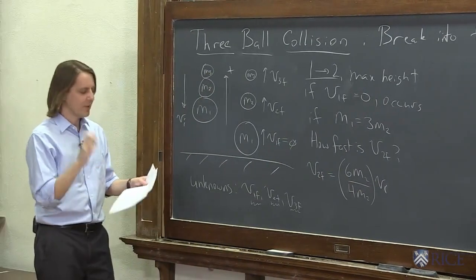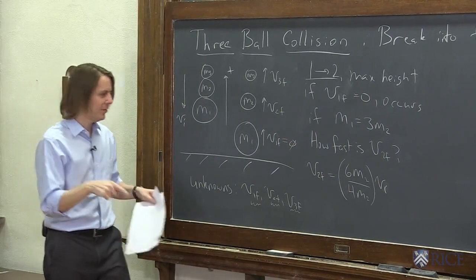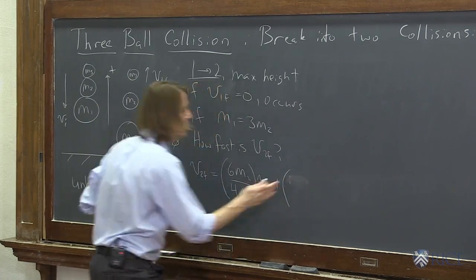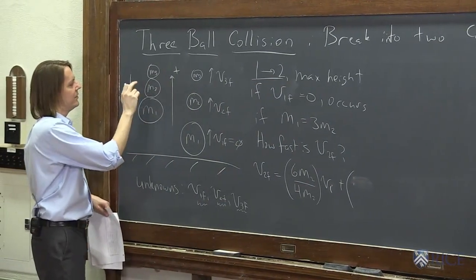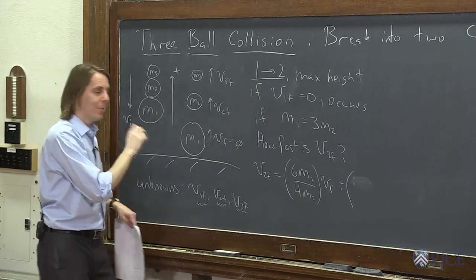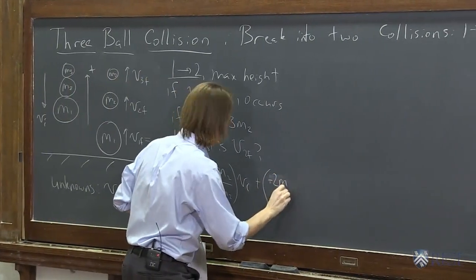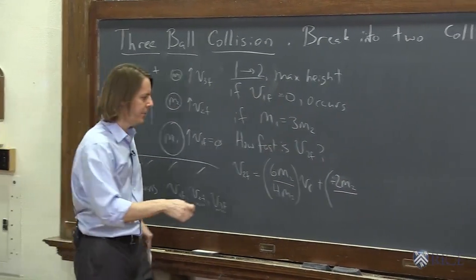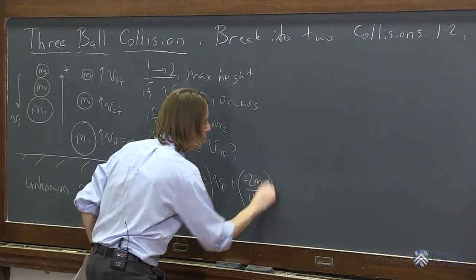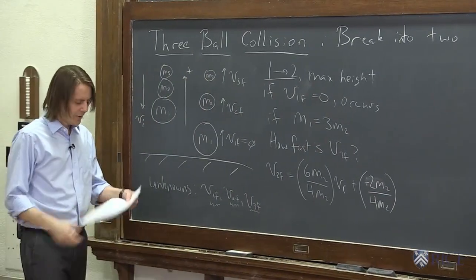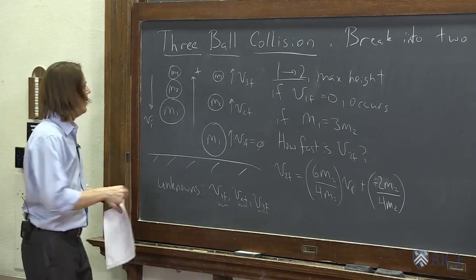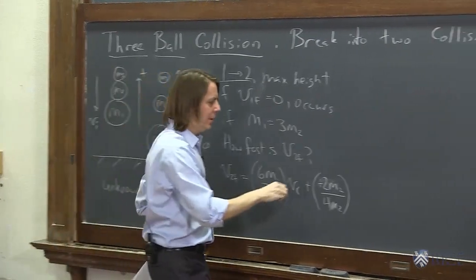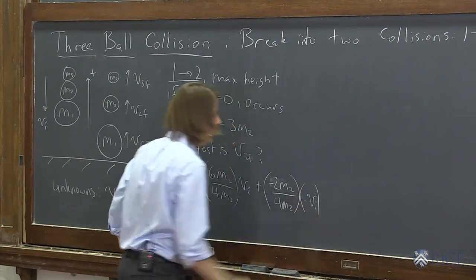Okay. The second term is the difference, m2 minus m1. I'll just do it. m2 minus m1, that is m minus 3m. So it's minus 2m over, and then again the sum, over 4m. Right, and that's times v2i. In this collision, v2i was vi down, right? So it's negative. So times negative vi. See that?